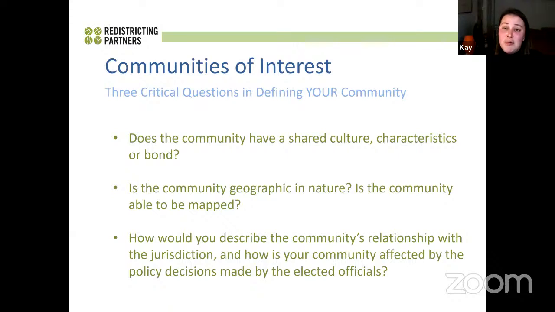Policy issues are probably the biggest reasons that most people are invested in redistricting. When we highlight community issues and personal stories and written narratives, it helps demonstrate the importance of having elected officials who understand and respond to community needs. Some questions to ask yourself when thinking about how your community is affected are, has your community come together to advocate for important services, or have you worked for more recognition or support for your community?